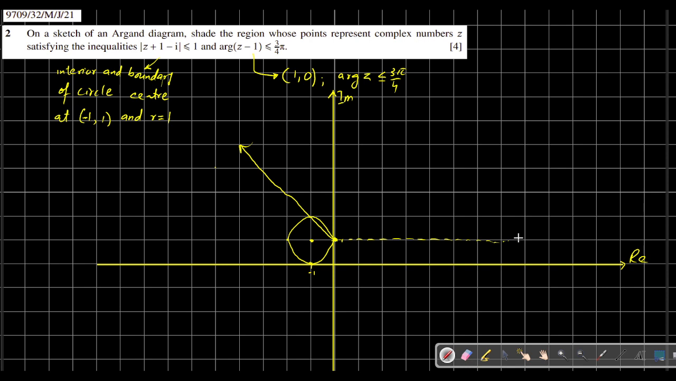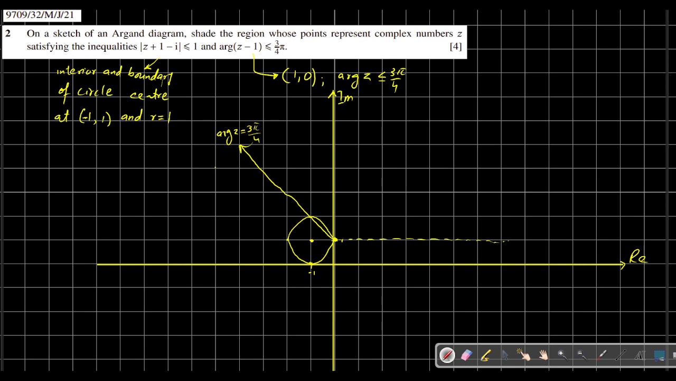So all those complex numbers whose argument is less or equals to 3π/4, all those points which lie on this half line have argument 3π/4. Argument of all these complex numbers z is 3π/4. Well, so all complex numbers which lie in this region satisfy the second inequality.